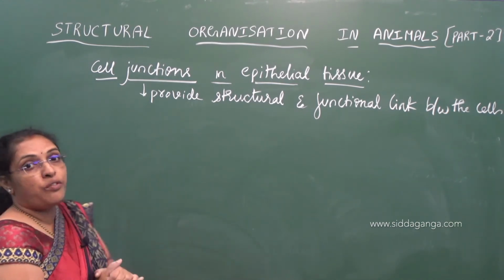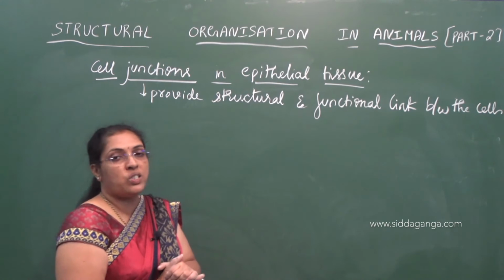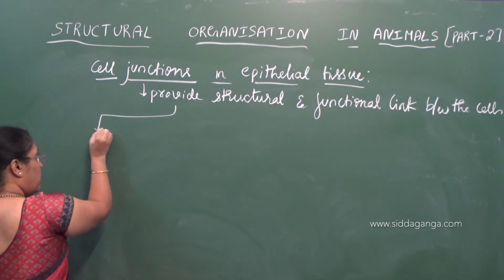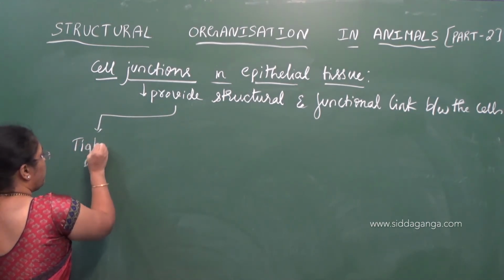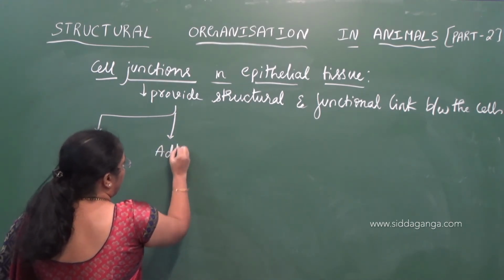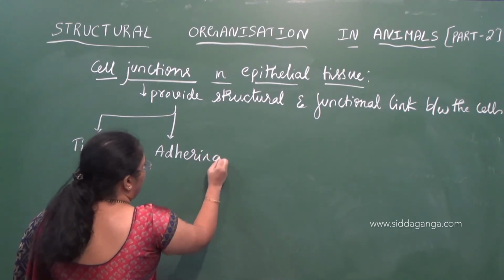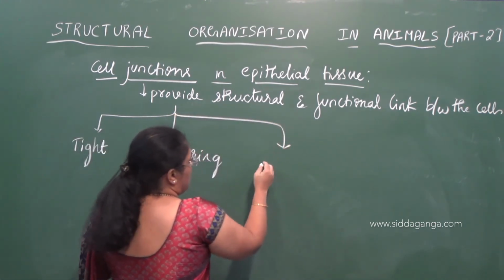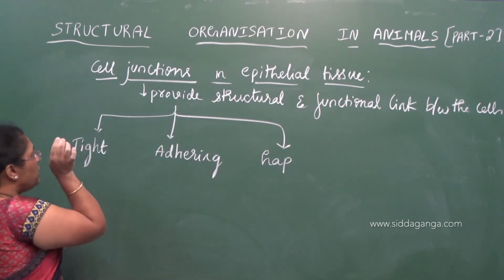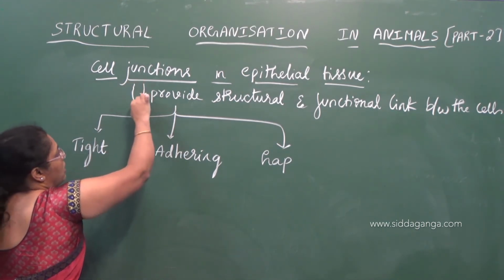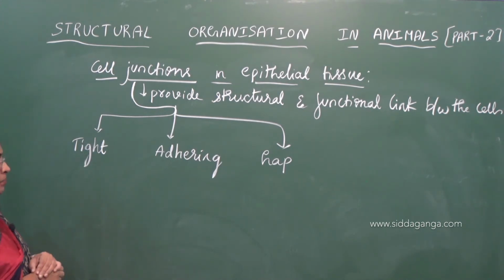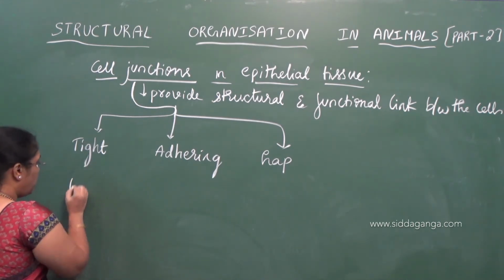So, we have three types of junctions which provide structural and functional link between the cells: tight junctions, adhering junctions and gap junctions. Understood? So, tight junctions, adhering junctions and gap junctions.